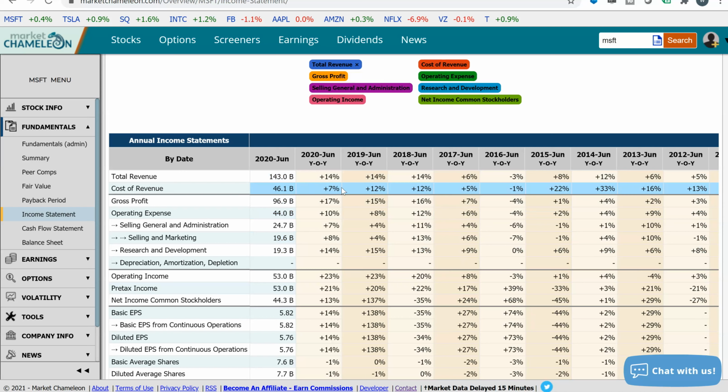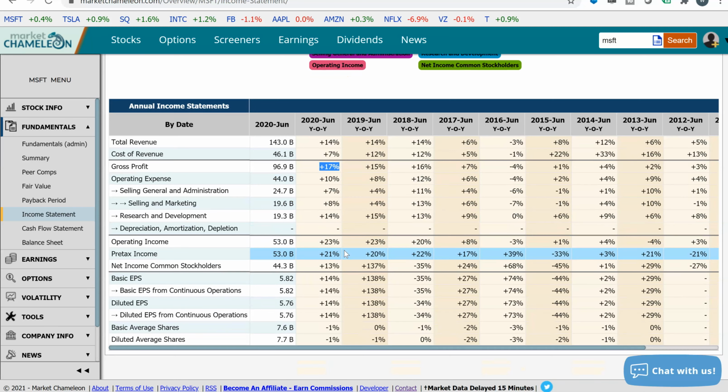What about cost of revenue? Same idea. We could see, is the cost of revenue increasing or decreasing year over year? Gross profits, we could also see those have been increasing year over year since 2017 to the present, 17% from 2019 to 2020. And then as you go down, same idea. You could look at what type of growth we're looking at versus prior years.